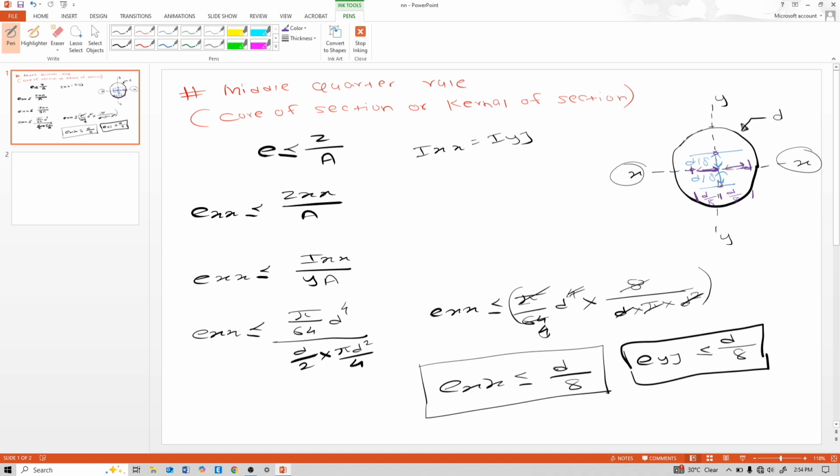Now join that point. This is a circle, so join it as a circle. This is the core of a section or kernel of a section, this hatched portion. In between that core of a circle or kernel of a circle, only compressive stress will develop. No tensile stress will develop inside that core of a circle or kernel of a section.